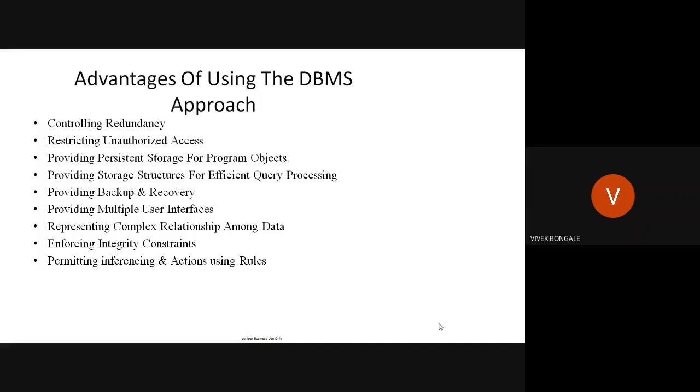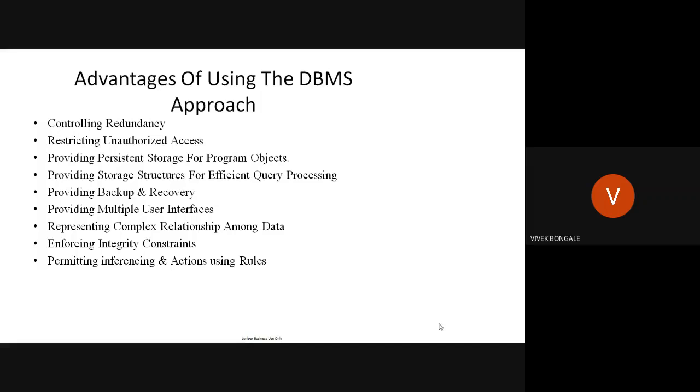In traditional software development, in the previous manual process or file processing, redundancy will be there. When it comes to DBMS, redundancy will not be there. So the main advantage of using the database is reducing the redundancy. With the help of DBMS, we can control the redundancy.